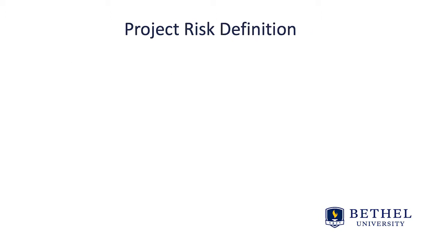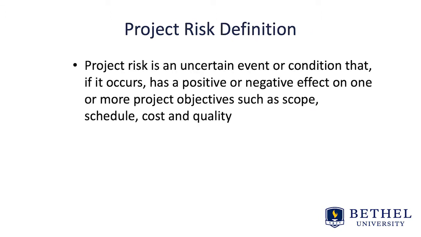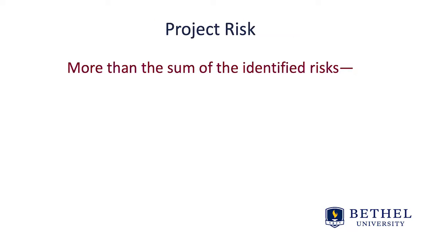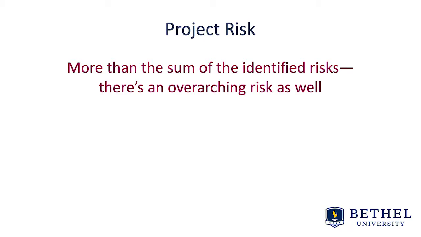Project risk definition. Project risk is an uncertain event or condition that, if it occurs, has a positive or negative effect on one or more project objectives, such as scope, schedule, cost, and quality. A risk may have one or more causes. A risk may have one or more impacts. Project risk is more than the sum of the identified risks. There's an overarching risk to the project as well.